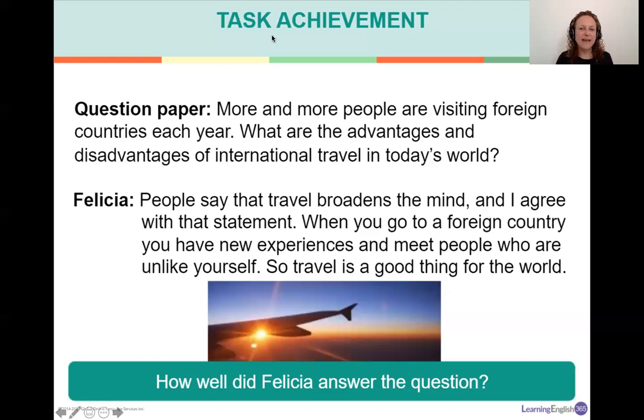The other thing I will point out here is the question asks, what are the advantages? And Felicia paraphrases that. Instead of repeating advantages back, she doesn't say, so travel is an advantage for the world. She says, so travel is a good thing for the world. So she's not just repeating the vocabulary that's in the question. She's also thinking of other ways to say the same thing. And that is also very, very important. But we'll come on to that again very soon.